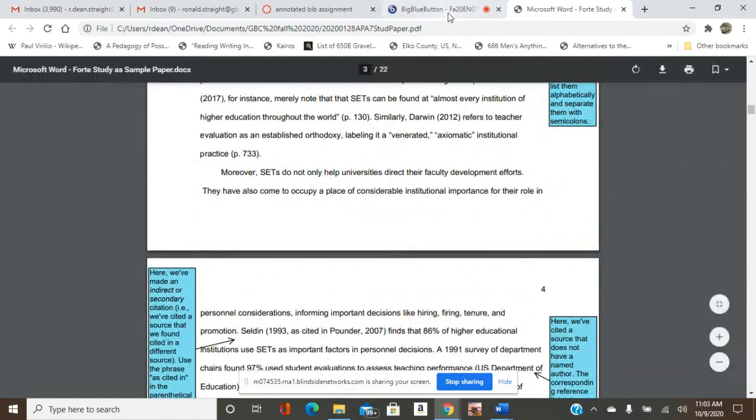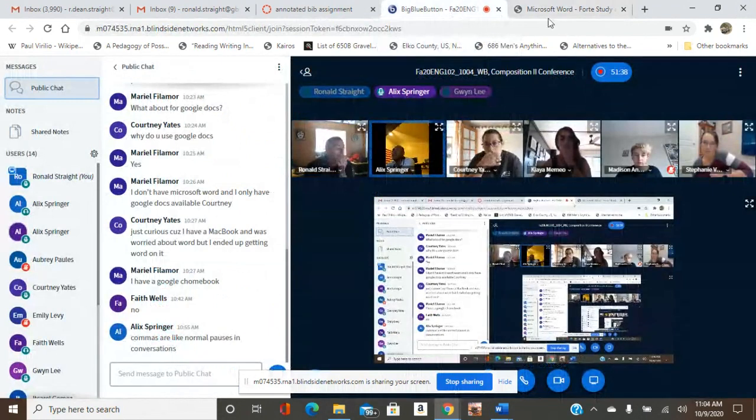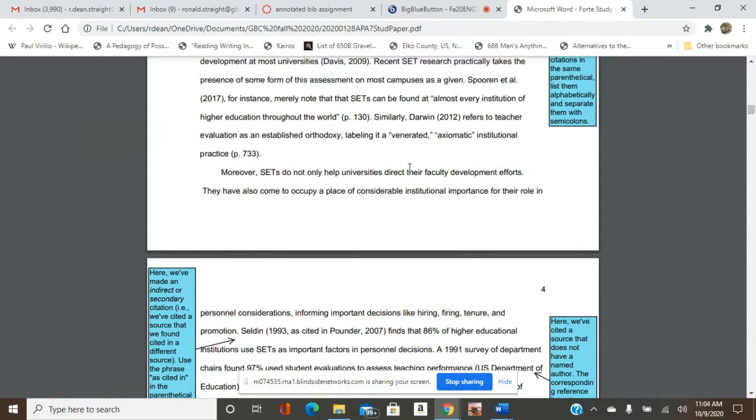Going back to what Stephanie said. Sorry? Why is there a comma next to venerated? Where's venerated? Oh, because this is a list. Venerated comma, axiomatic institutional practice. They're using two. I'm saying venerated has a comma, but axiomatic doesn't have a comma. These are descriptions of the institutional practice, but they're quoted. That's why.